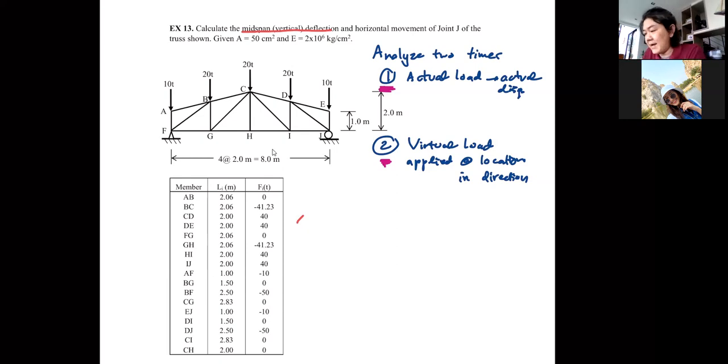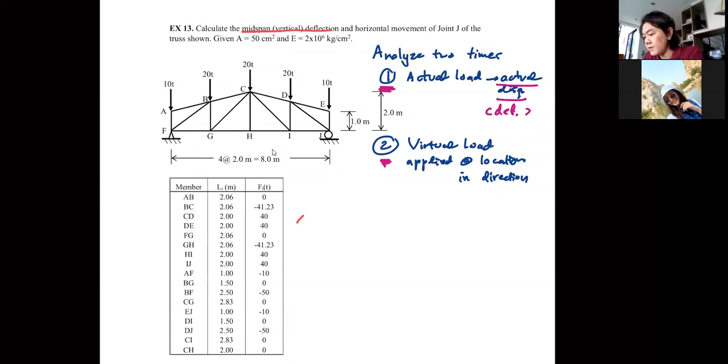Okay, let's come back here. You need to analyze the structure twice separately. First is under the actual load. That case will give you the actual displacement or deformation of each member. The second is the pure virtual load. Okay? You don't mix the load up. You don't apply the virtual load onto the actual load case. You apply the virtual load on an empty truss.